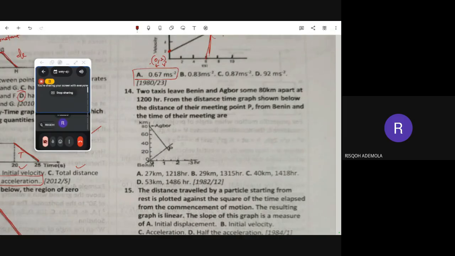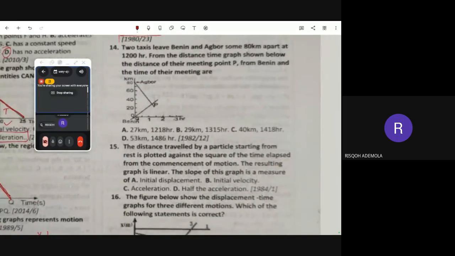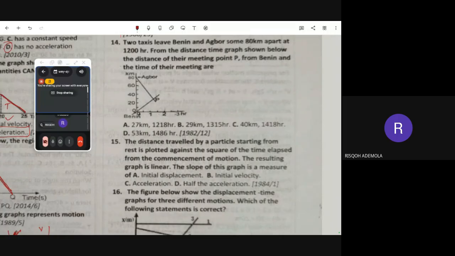Who wants to try it? Question 14. Let's give 1 minute. Let's see who can think about it. 1 minute. That's what you are expected to spend on the question. Just 1 minute.